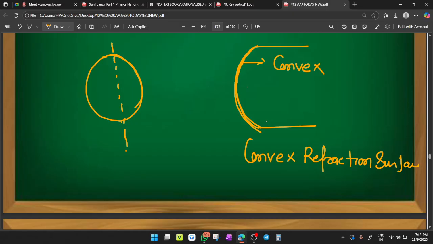The center part of this refracting surface is called its pole. O is called the pole. Clear? And the aperture is very less. There is a consideration that the aperture is very less. So this is called a spherical refracting surface, and here we deal with the convex spherical refracting surface. Okay.